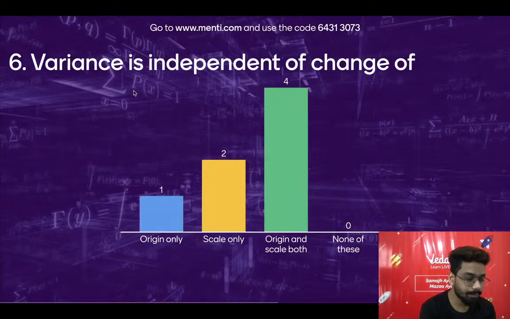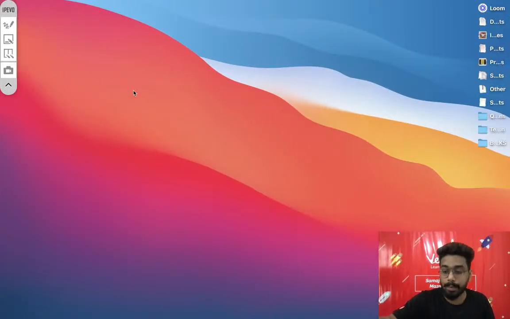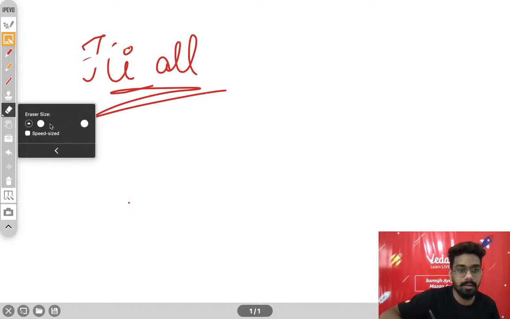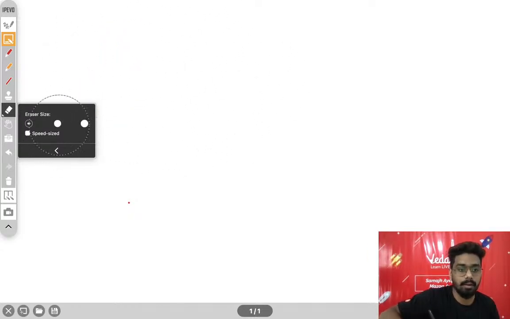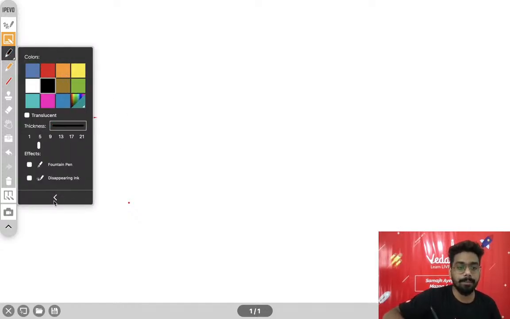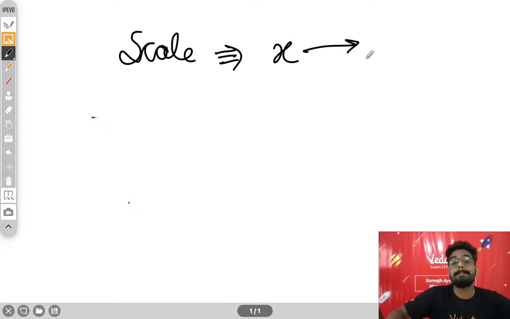Very good. Okay. So variance is independent of change of origin only. Look, what is scale? When your value gets multiplied, let me explain what the scale is. So I was saying that scale, if you want to write it down, you can write it down. What is the scale? That your x will get multiplied with a number.